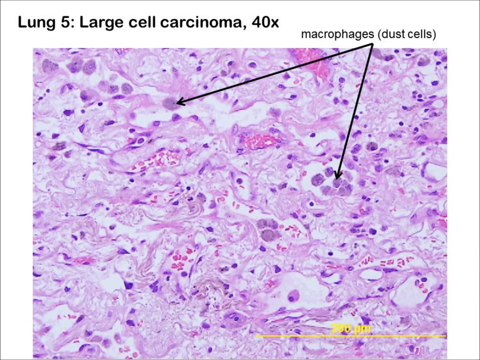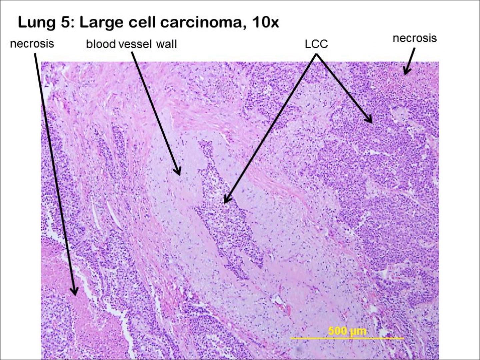Examine this normal alveolar tissue under higher power and observe the large round gray staining cells in the airway. These are macrophages, also known as dust cells, that have phagocytosed debris from the air. Next, examine one of the tumor masses under low power.